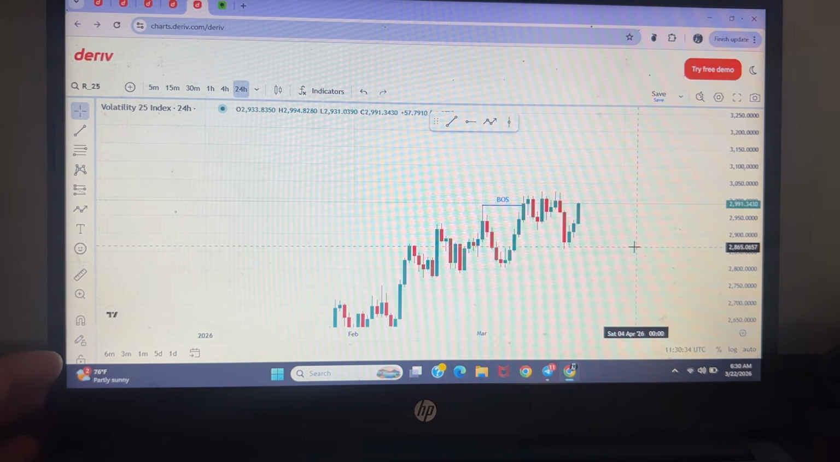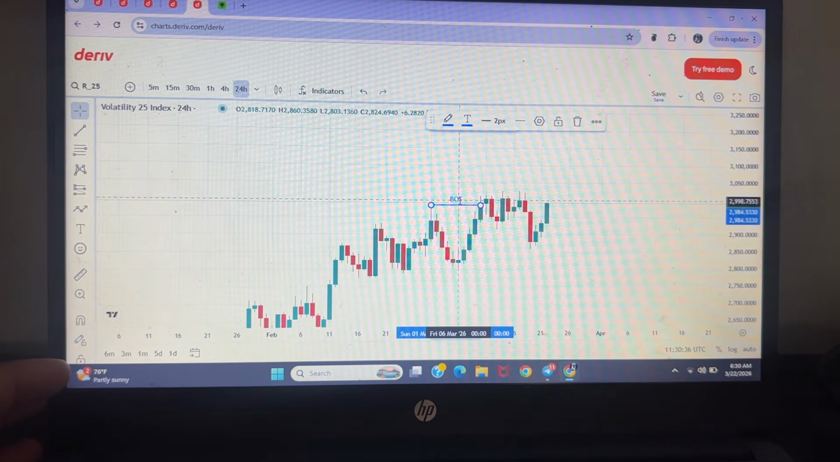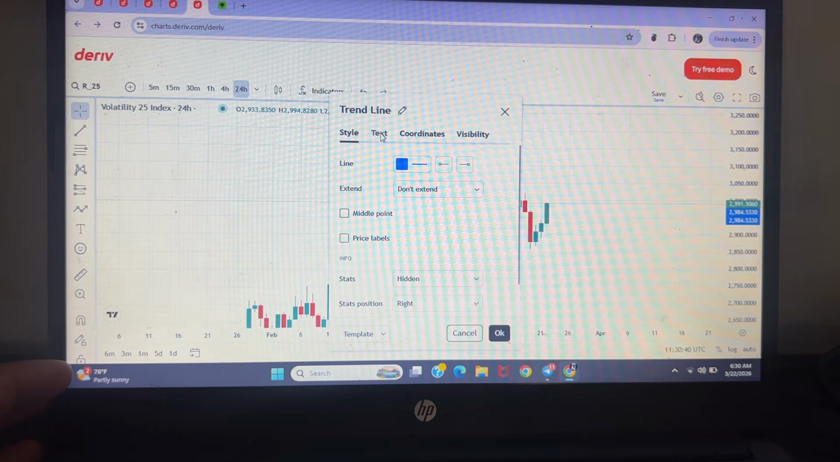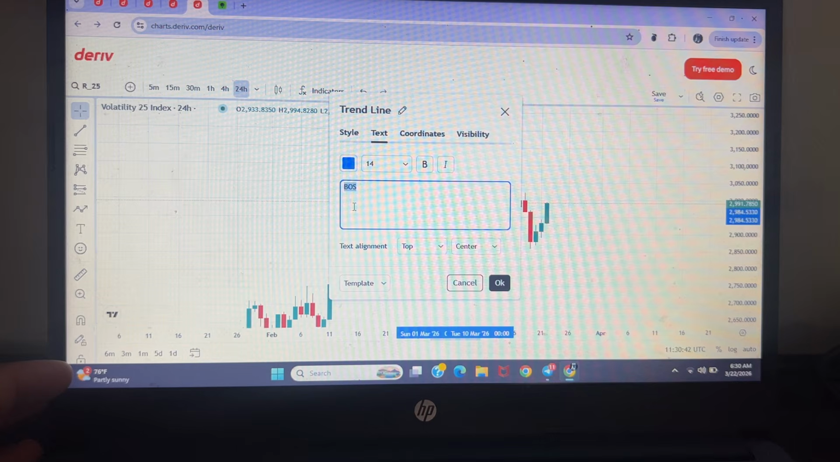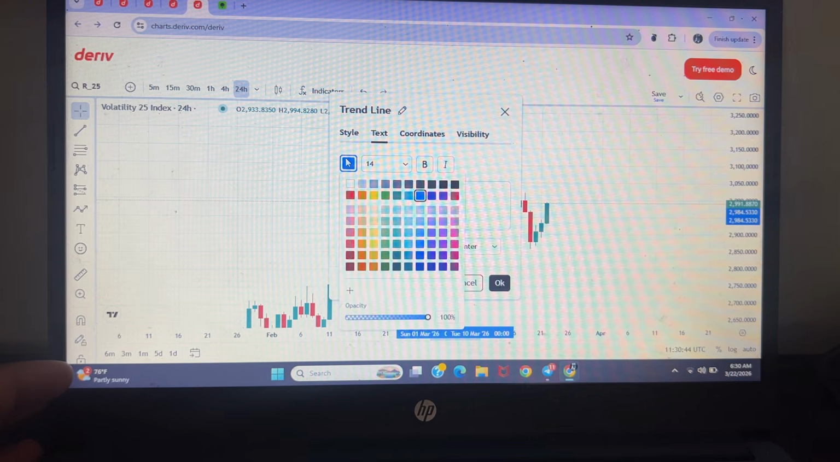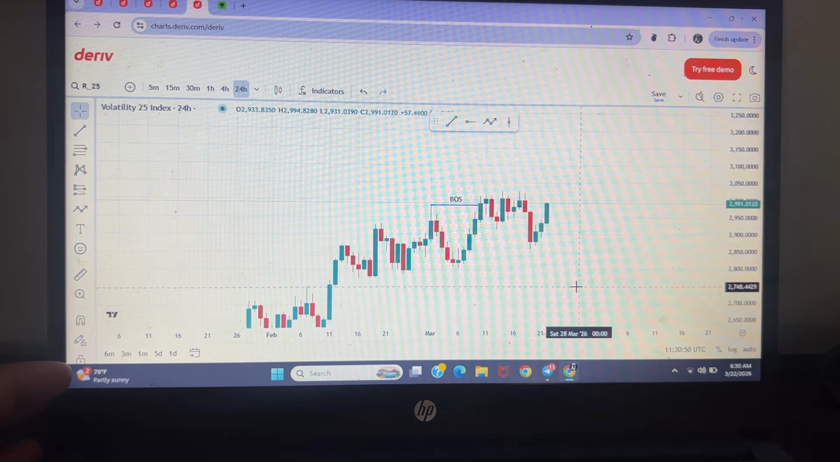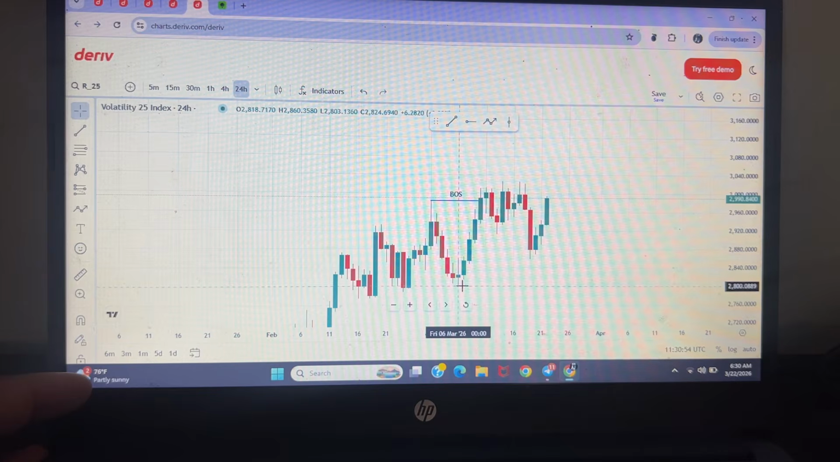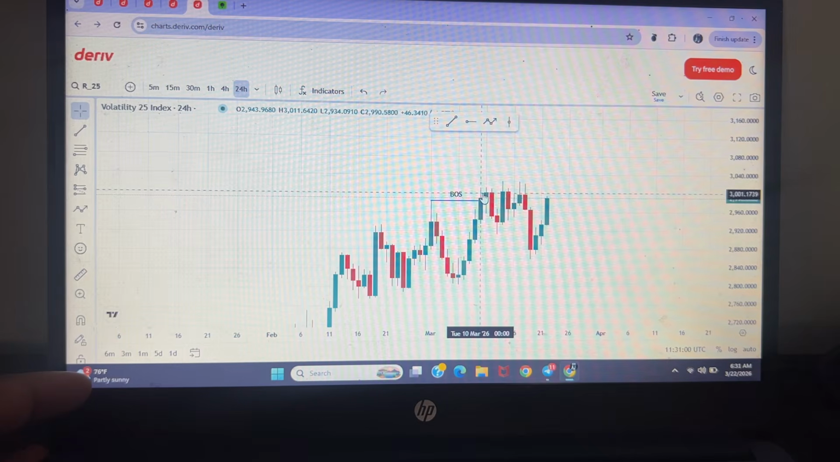Break of structure right there. Let me change this to black. Alright, so break of structure right there. So this is the low that caused this break of structure, this higher low right there that caused this break of structure.